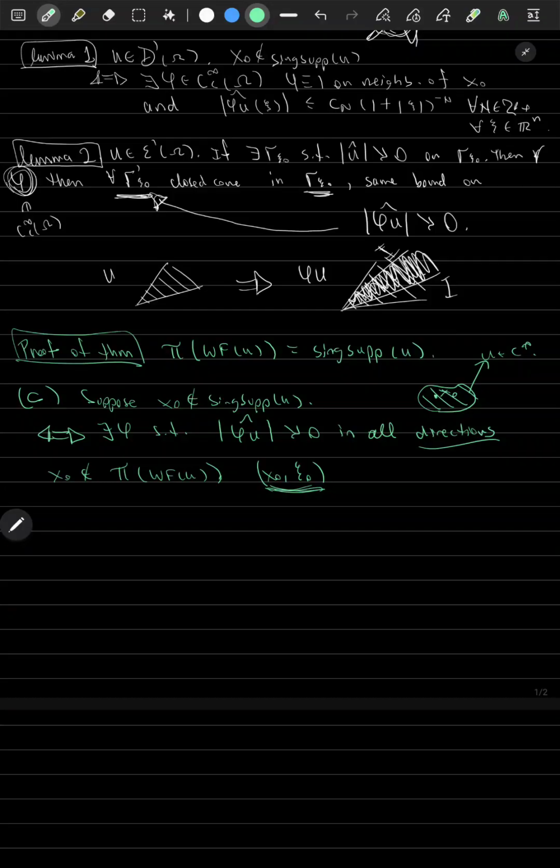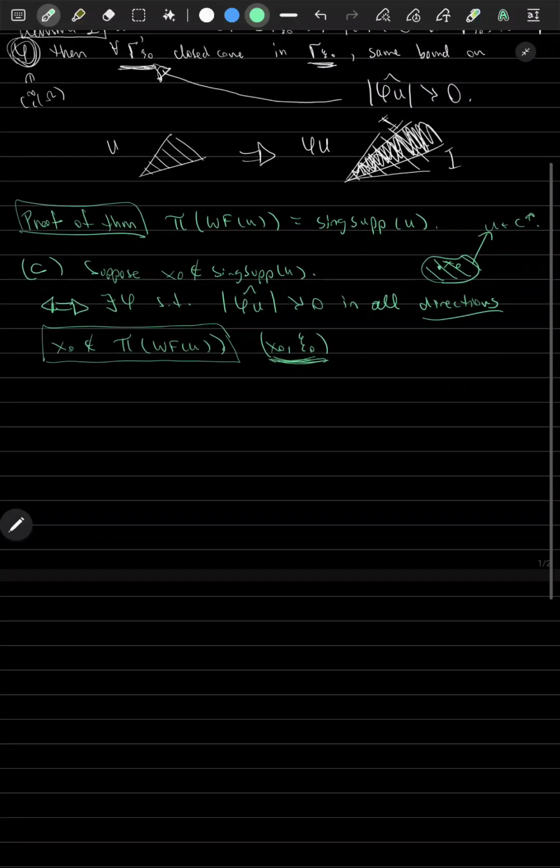But there is no direction such that this does not have rapid decay. Every direction has rapid decay, in fact, for a fixed phi. So this can't be in the projection of the wavefront set. We have rapid decay in all directions. So this is the easy direction of the proof. And now we have the other direction.